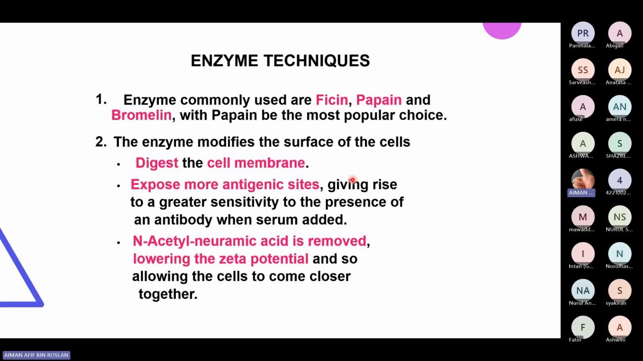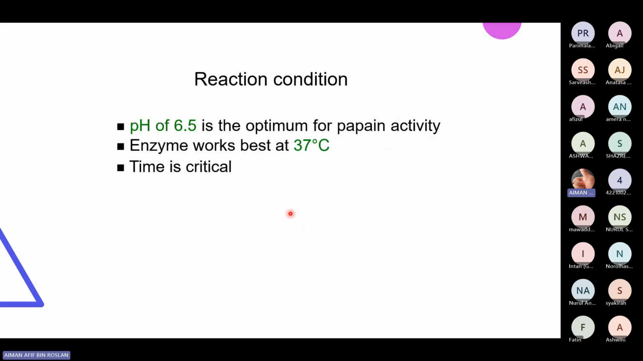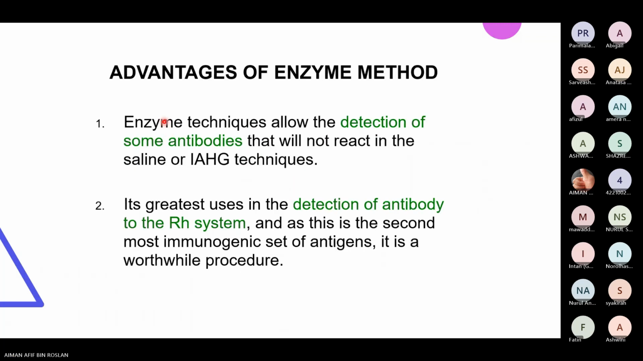Okay, the enzyme modifies the surface of the cells, digests the cell membrane, and exposes more antigenic sites, giving rise to a greater sensitivity to the presence of an antigen when serum is added. Reaction condition: a pH of 6.5 is optimum for papain activity, and it works best at 37 degrees Celsius.